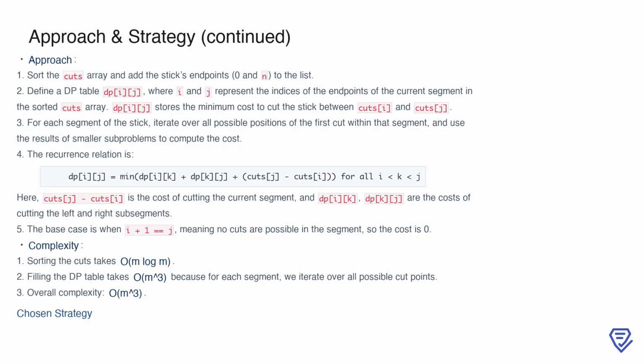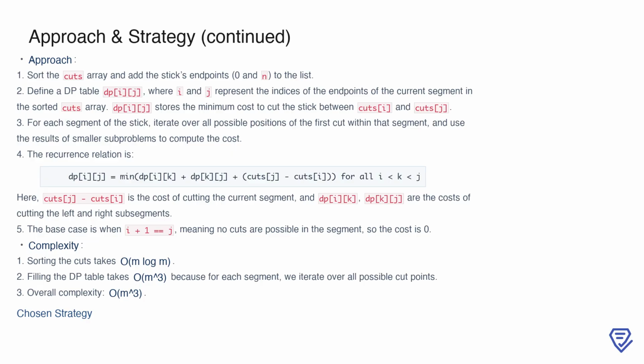The recurrence relation for this is dp[i][j] equals the minimum of dp[i][k] plus dp[k][j], plus the cost of the current cut, which is cuts[j] minus cuts[i], for all valid cut positions k between i and j. The base case occurs when there are no possible cuts in the segment, which happens when i plus 1 equals j, and in this case, the cost is 0.